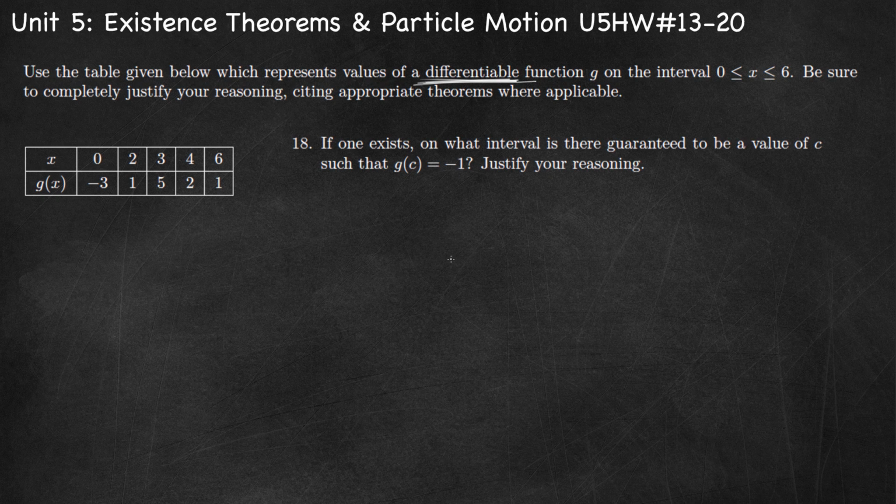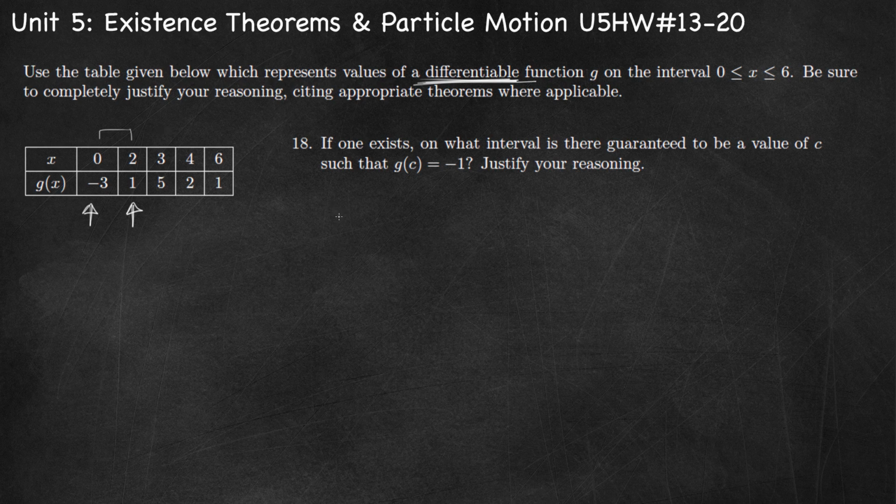So can we find 2 points, one where the y-coordinate is less than negative 1 and one where the y-coordinate is greater than negative 1? Well, right here, negative 3 is less than negative 1, so when x is 0. And when x is 2, the y-coordinate is greater than negative 1. And I don't have to choose 0 and 2. I could choose 0 and 3, or 0 and 4, or 0 and 6. It's still true. But I'm just going to use these closest two right here.